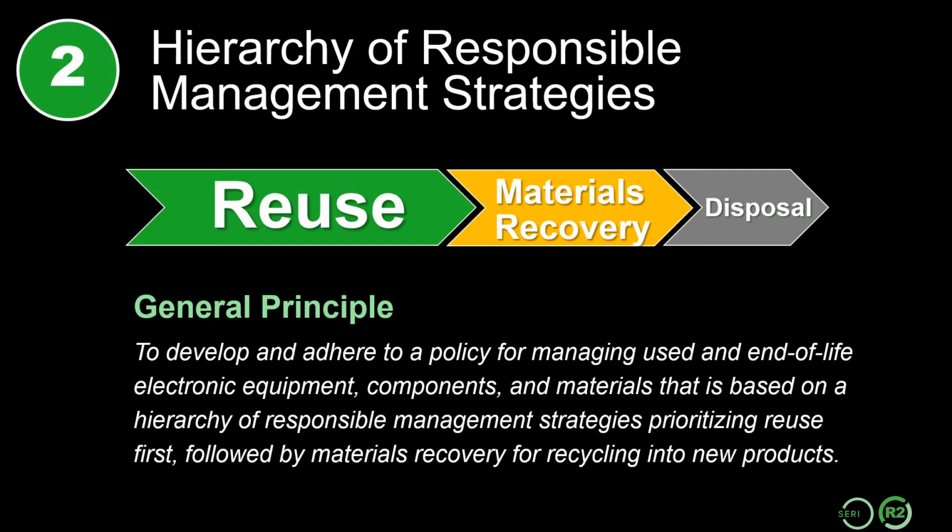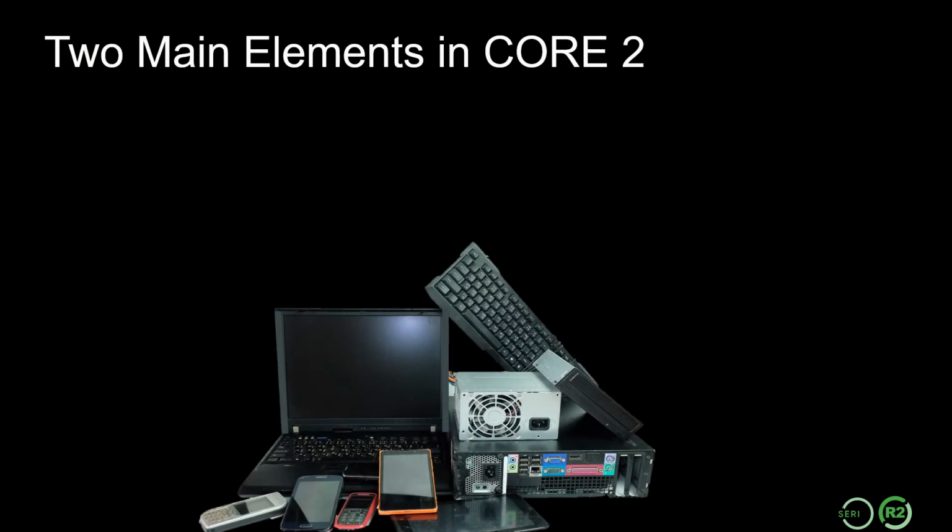The general principle of Core 2 is to develop and adhere to a policy for managing used and end-of-life electronic equipment, components, and materials that is based on a hierarchy of responsible management strategies, prioritizing reuse first, followed by materials recovery for recycling into new products. There are two main elements in Core Requirement 2.